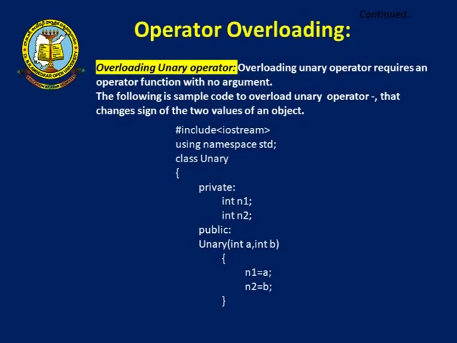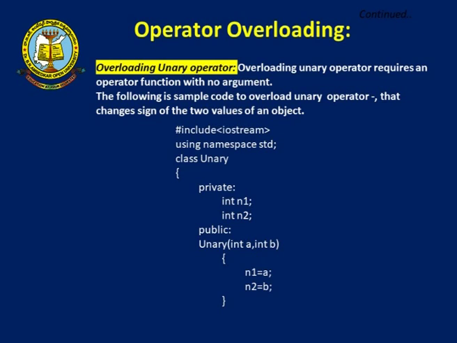Here we are going to overload a unary operator. We can overload any operator, unary and binary, but for instance we are overloading a unary operator in this case. To overload any unary operator, obviously we have to use an operator function, and this operator function requires no argument if it is a member function of that particular class. If it doesn't belong to the member functions of the class, that means if it is a friend function, it should take one argument.